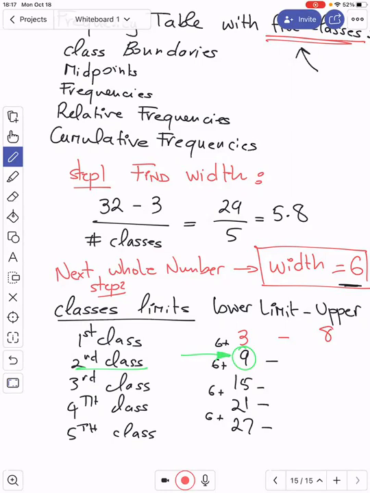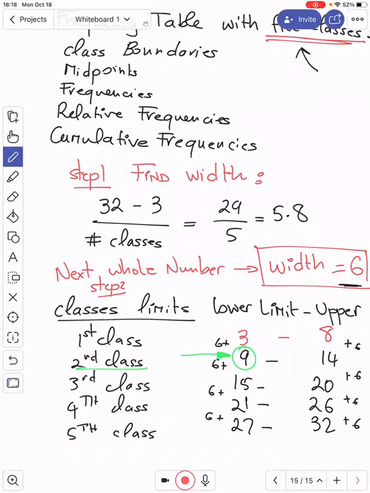Next, for the upper limit of the next classes, all you have to do is add the width. So here it's plus 6, plus 6. 8 plus 6 would be 14. Plus 6 would be 20. Plus 6 would be 26. Plus 6 would be 32. All right, so these are the class limits. Any questions, guys, for the class limits?